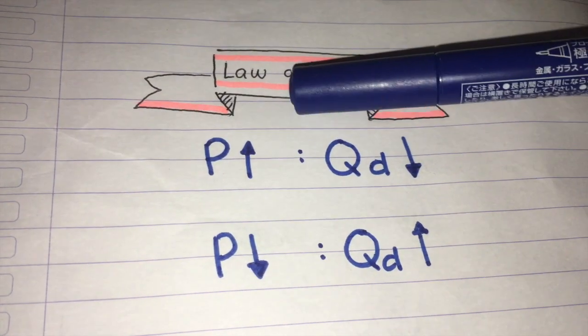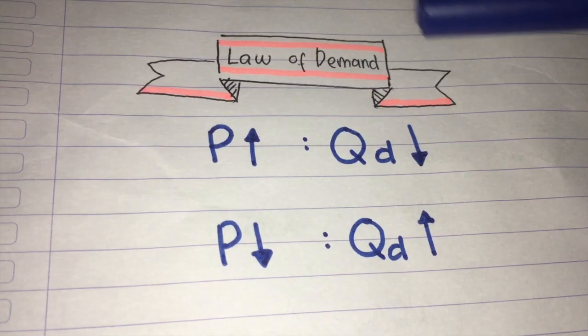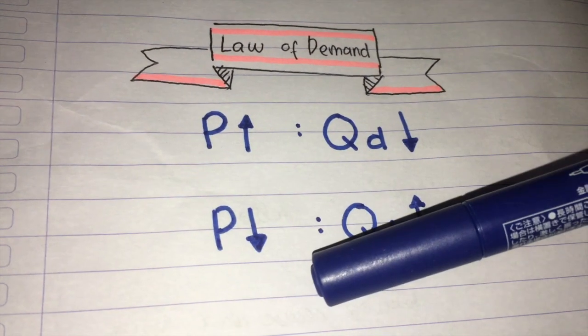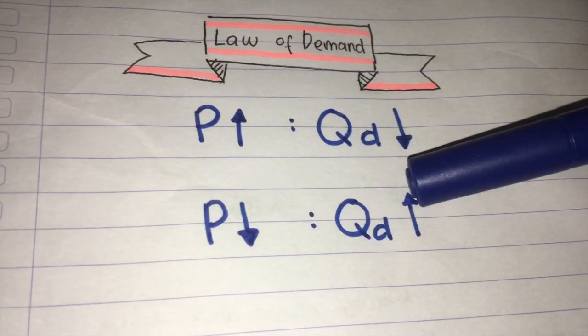Next is the law of demand. When the price goes up, consumers buy fewer goods. But when the price goes down, consumers will buy more goods.